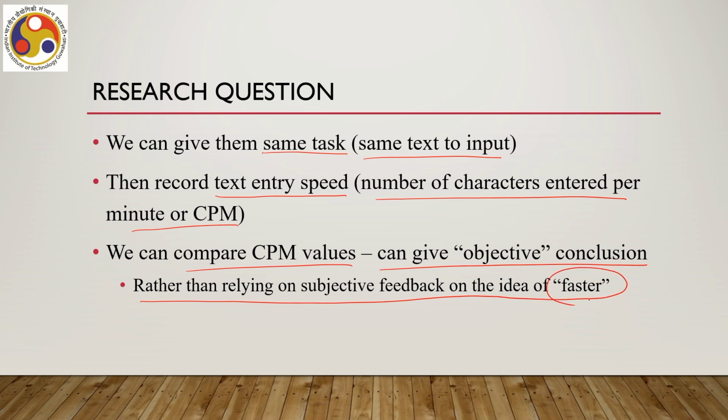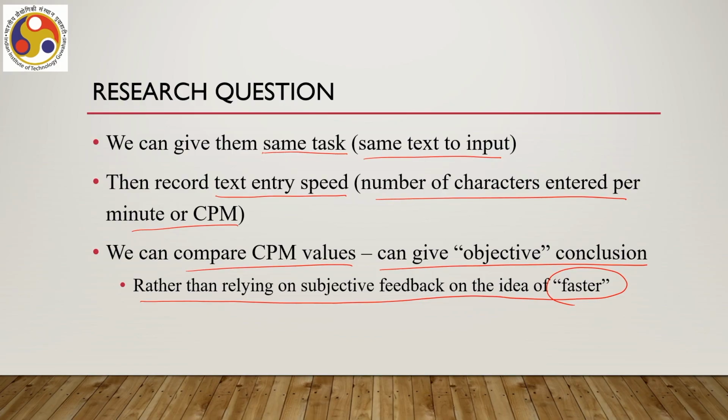Comparing CPM values can give objective conclusions, rather than relying on subjective feedback on the idea of faster. Of course, we can collect feedback from them whether one is faster than the other based on their understanding of the speed, but that is not necessarily the case. We can also collect objective measures by following this process: we give them some task, the same task to all, record text entry speed through some logging mechanism and compare the speeds to determine which one is faster.